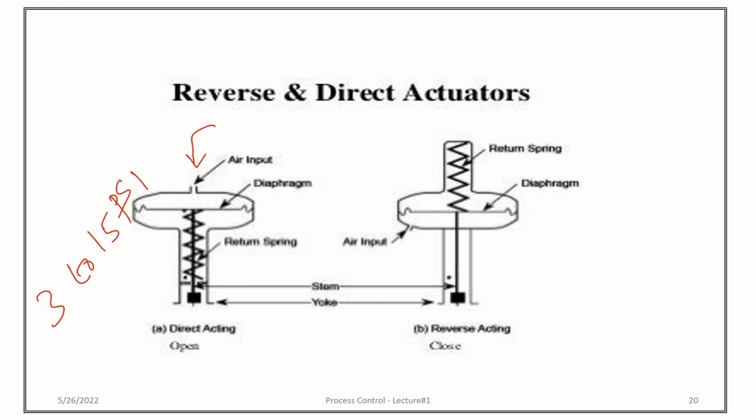In the air to close valve, you apply the pressure on the top side of the diaphragm in such a way that the diaphragm will tend to move in the downward direction, so that when you supply more air, the valve gets closed. Whereas in the air to open valve, the diaphragm is designed in such a way that you apply the air pressure on the downside of the diaphragm. So it will try to open your stem in the upward direction. So, more air, more open, that is what is called your air to open valve.